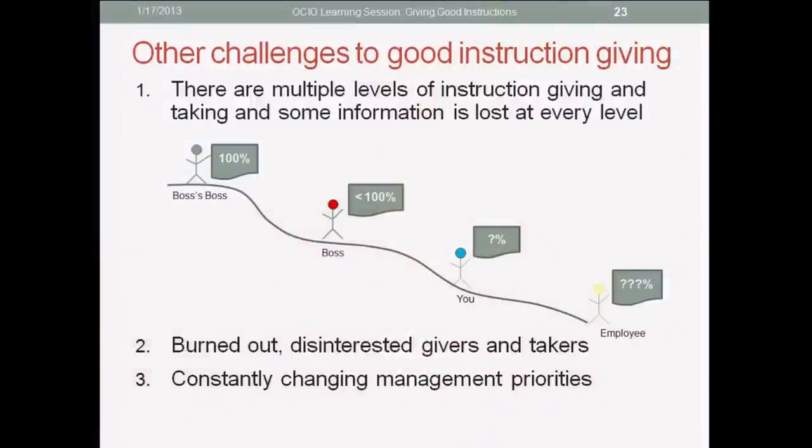So for instance, there are multiple levels to instruction giving, as we know. The boss's boss gives the boss an instruction. The boss gives the instruction to you, and you have to pass it on to somebody who's actually going to do most of the work. Well, we know in communication, what happens? We lose information at each node in a communication channel. When the instruction gets to your boss from her boss, that communication is not 100% of what the boss's boss wanted, because some information is lost. And then when she communicates that to you, more information is lost. That's just the structure of human communication. Nothing we can do about that.